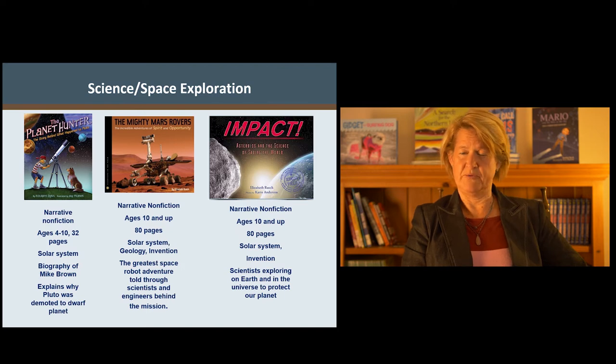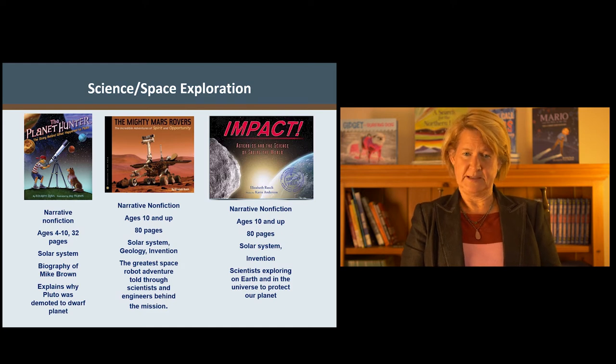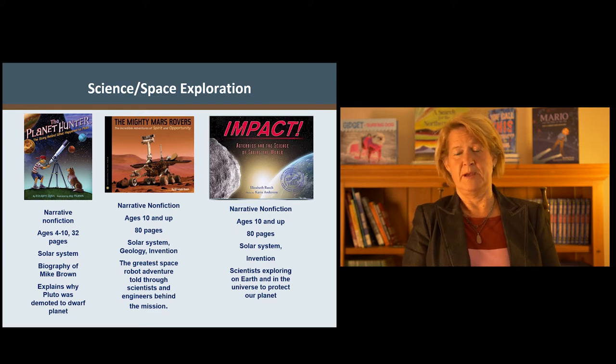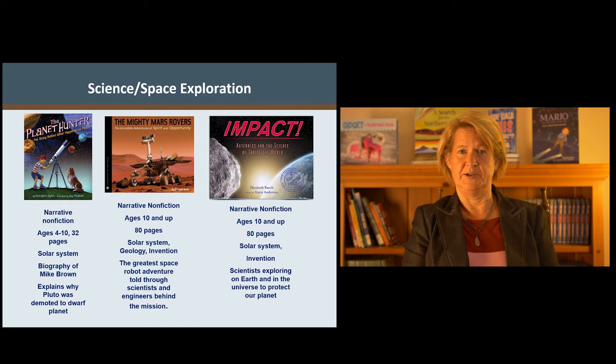So two of my books are on this slide. One is called The Mighty Mars Rovers. It's for ages 10 and up. And basically it tells the greatest space robot adventure story ever. Two Mars rovers, Spirit and Opportunity, were sent to have a three-month mission looking for signs of water on Mars.